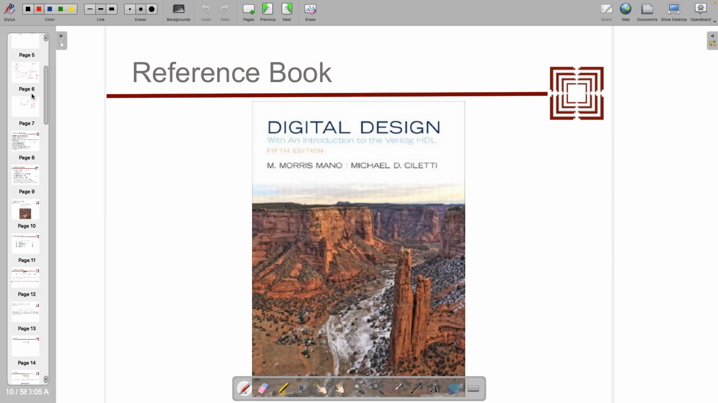Now let's start the course. The reference which I am following is Digital Design with an Introduction to the Verilog HDL. So I'm using this book. The sixth edition is also available. You can use that. Even the fourth is also available. But maybe the third and fourth might not have Verilog HDL. However, the fifth and sixth have HDL coding, right? So you can use that, by Morris Mano and Ciletti, right?